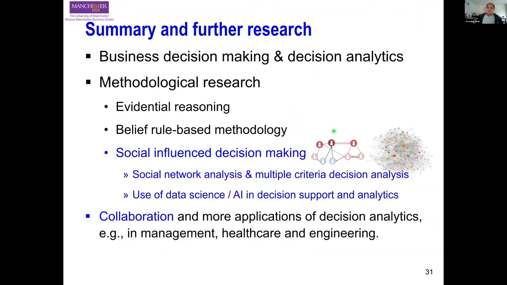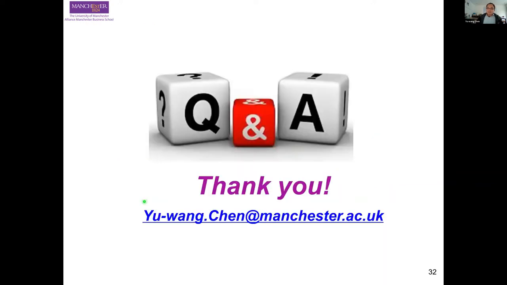So in this short presentation, I briefly talked about my methodological research and also a couple of research projects in the context of decision analytics. In recent years, I have focused a bit more on analyzing and formulating social influence decision making, including voluntary decisions, say vaccination decision making in the current context. We aim to combine social network analysis together with multiple criteria analysis. We also focus a bit more on using data science and AI models in decision support and analytics. I would be very interested in wider research collaboration and also more applications of data and decision analytics in different areas. Thank you very much.